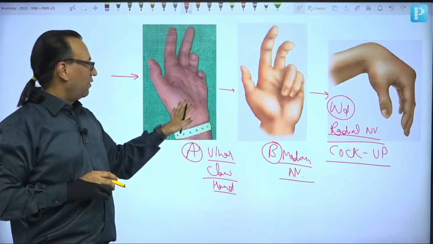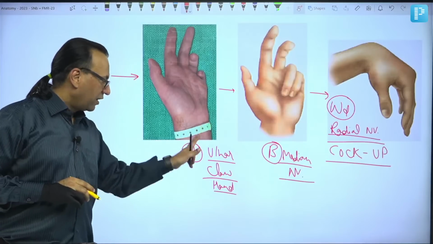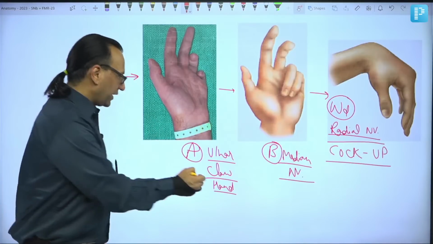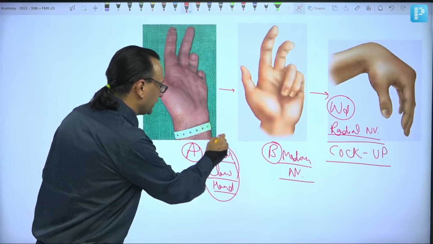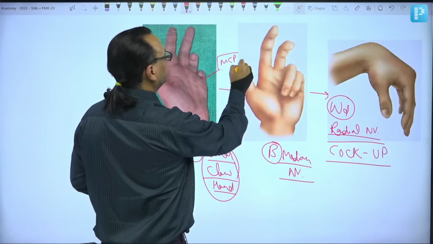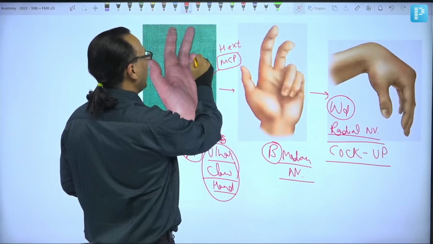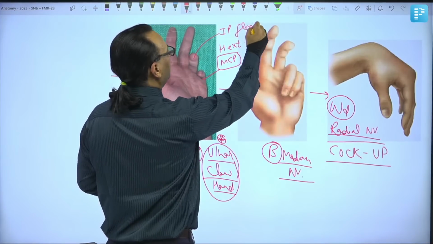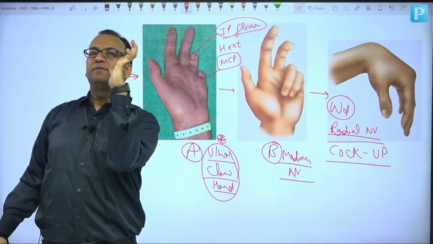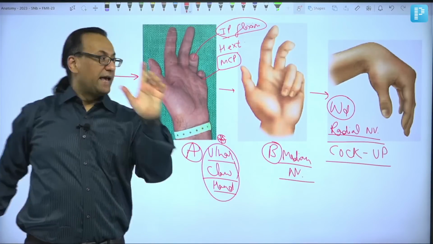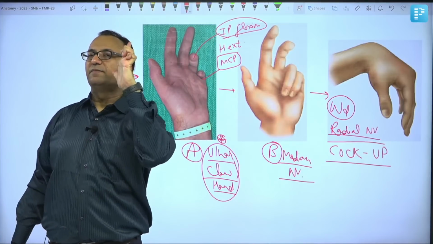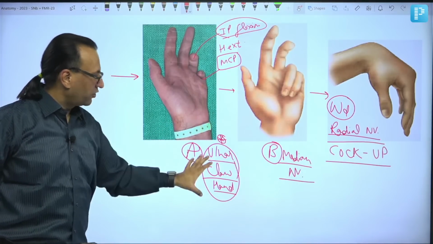How will you know? First of all, ulnar claw hand is persistent. It will always be like this. So in ulnar claw hand, the deformity is persistent. There will be metacarpophalangeal joint hyperextension and IP joint flexion. So what is claw hand? You will find MCP joint hyperextension and interphalangeal joint flexion. That is persistent, it does not change. This is ulnar claw hand.